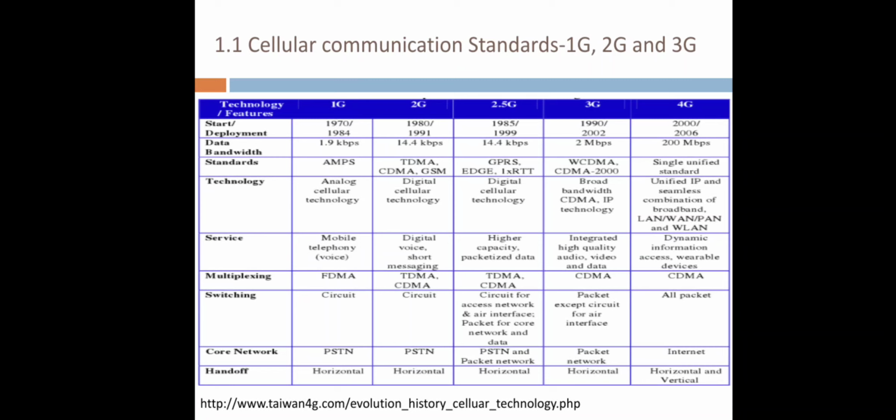Core network: in 1G PSTN, the public switched telephone network. In 2G PSTN, in 2.5G PSTN and packet network, 3G packet network, and 4G is the internet. Handoff: in 1G horizontal, in 2G also horizontal, in 2.5G horizontal, in 3G horizontal, and 4G is horizontal as well as vertical.